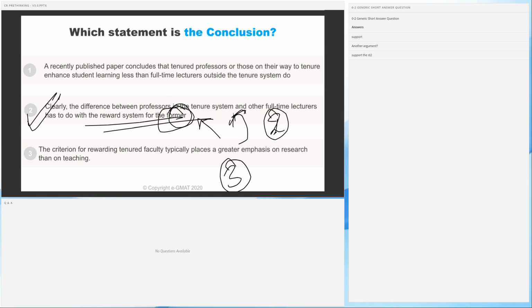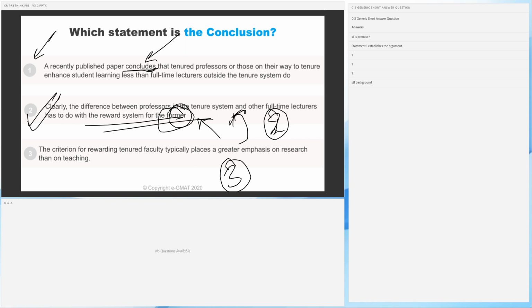A lot of people think statement 1 is the main conclusion because it has the word "concludes." How many people thought 1 is the main conclusion because of this one word, "concludes"? Now, a lot of people think that. I know this because I've done this webinar about 40 times, and each webinar is about 140, 150 people. So you're looking at about 6,000 students or so.